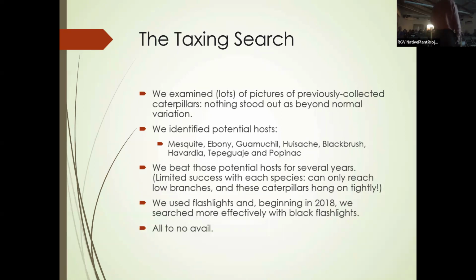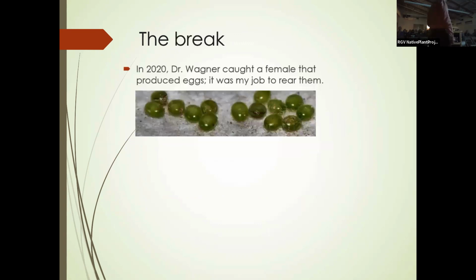even with black flashlights, 2 years, and he has permission to stay at Sable Palm and stuff. So I mean, we'd be all night there running a black light, walking around the park. No success. Until in 2020, he caught a female.